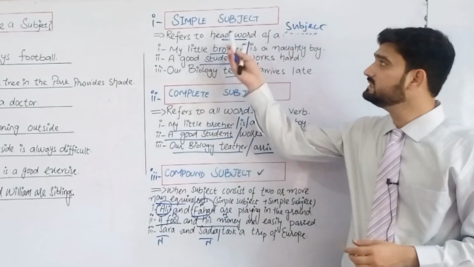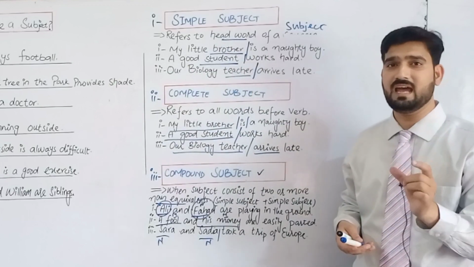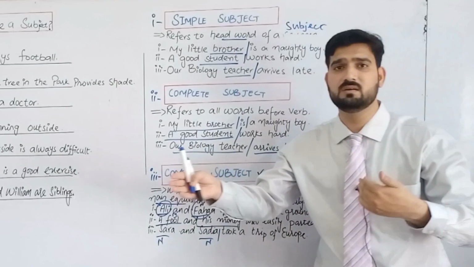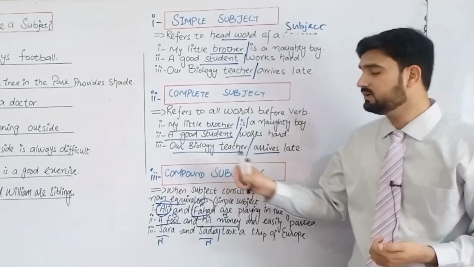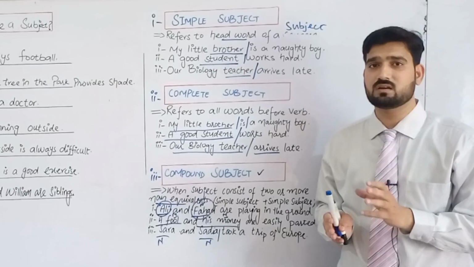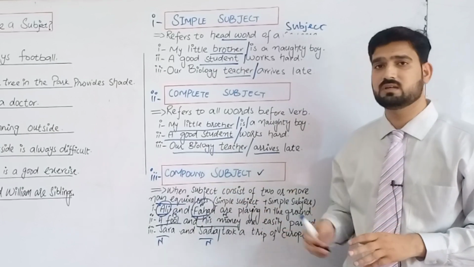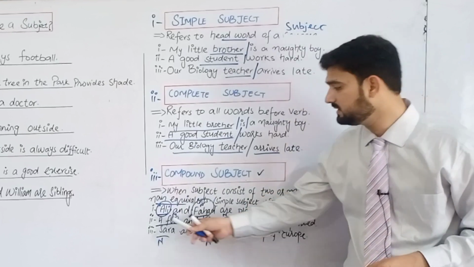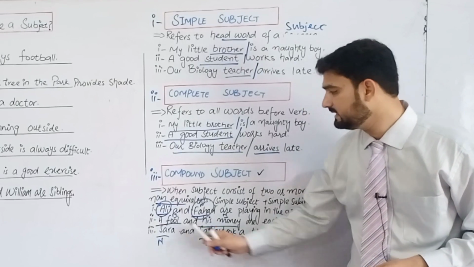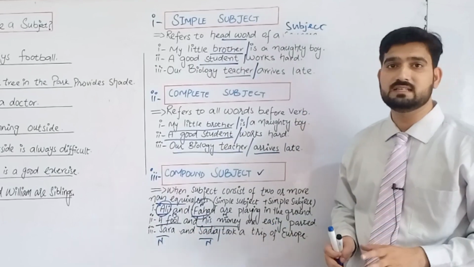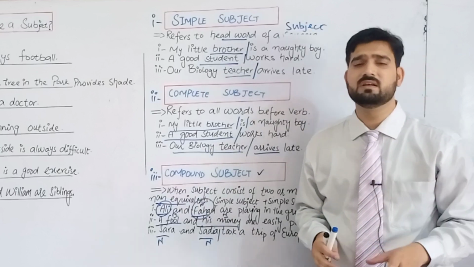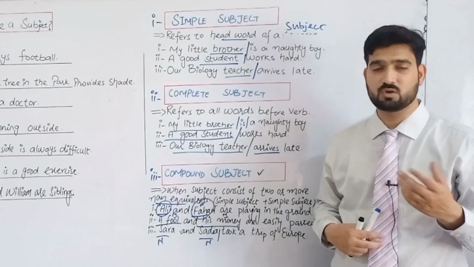So we know what a simple subject is: the main head word. What is a complete subject? All the words before the verb. And what is a compound subject? When we have two or more nouns or noun equivalents in any subject, we call it a compound subject. For example, Ali and Fahad are known as a compound subject. Sarah and Sadia, a fool and his money. All of these are compound subjects. So we have described it. You can make different sentences by yourself.